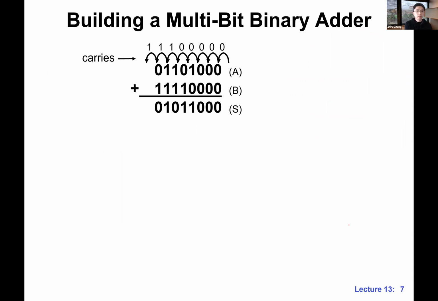All right. So now that we know how to build a 1-bit full adder, let's look at how we build a multi-bit binary adder. The idea is actually pretty straightforward. All we need to do is look at each column, each bit position, and we try to stack up, cascade these adders. That's the basic idea. And we do need to propagate a carry.